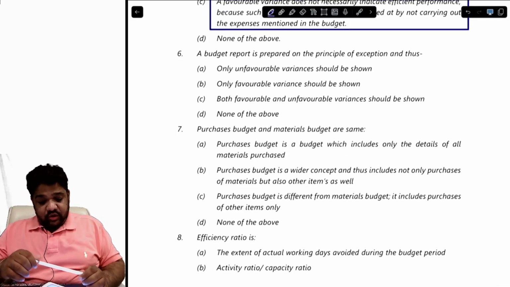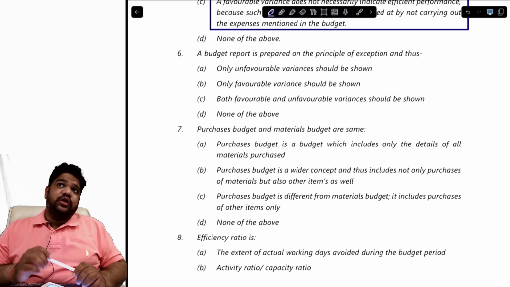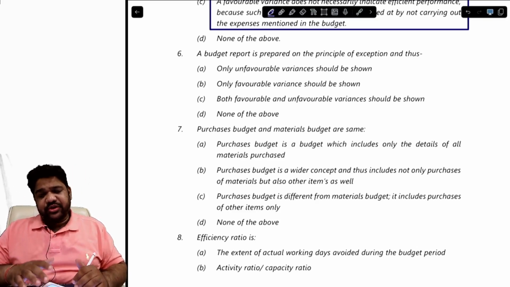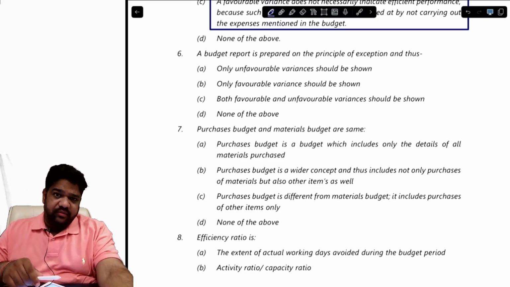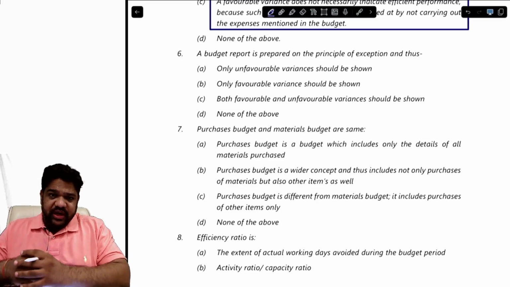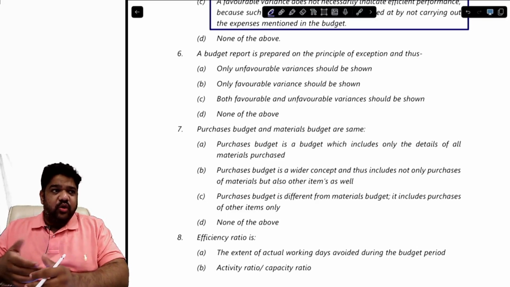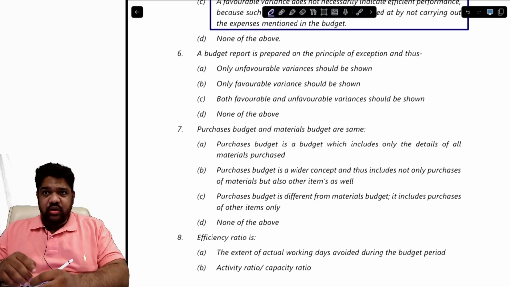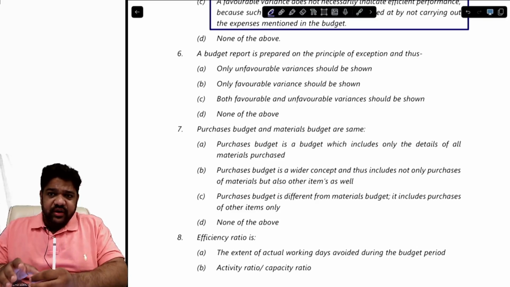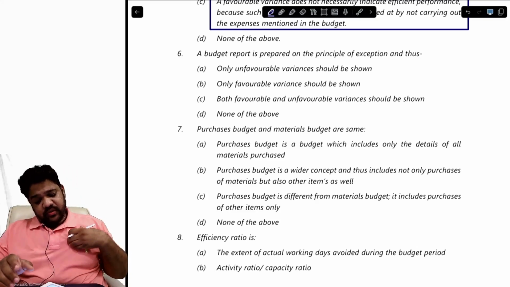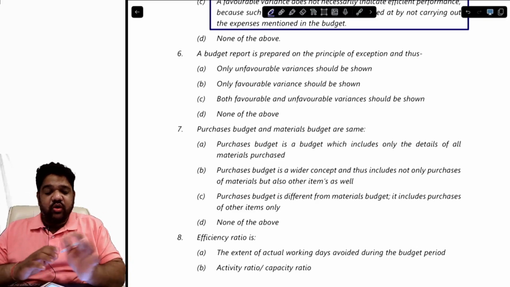Then, what do you have next on the sixth one? A budget report is prepared on the principle of exception and thus. So, what do you mean by principle of exception? It means that if everything is going right, they are not concerned about it. They don't want to have a look at it. Because you've put in a lot of time planning it, and if the planning has gone right, great, you don't do much about it. You don't have to over-ponder as to what went right and why. If it did go right, great. So now, when they say exception, it means you are reporting what has not gone right.